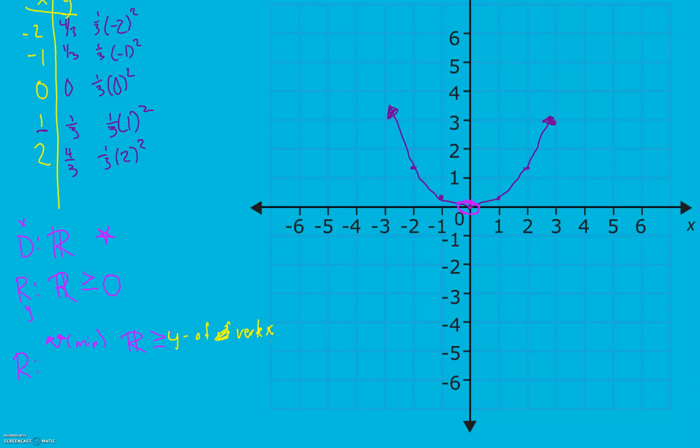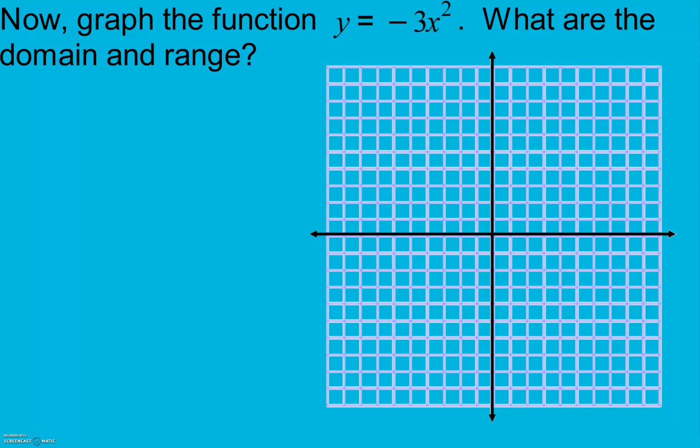The y coordinate of your vertex. Okay? If we have a sad face parabola, which gives us a maximum, our range is always going to be less than or equal to whatever value you have for the y coordinate of your vertex. So a little bit of a spoiler alert for you there. Now, feel free to pause here and give this a try if you'd like.